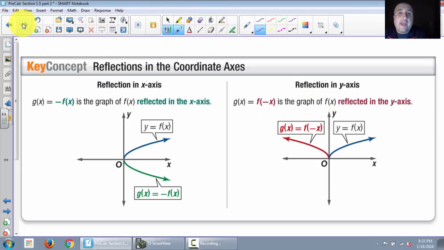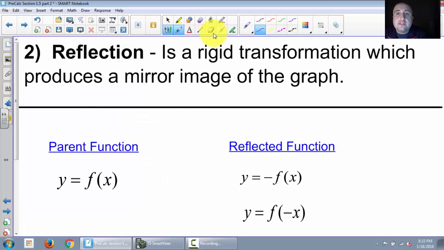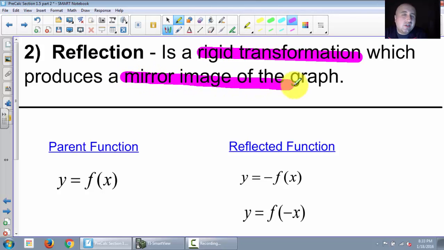All right, so now we're going to do another rigid transformation. It's called reflections. So here's the book chart. We're going to do our own now. A reflection is another rigid transformation which produces a mirror image of the graph. So you can kind of understand what a reflection is: if you look in a lake, you'll see your reflection, but it's a mirror image, so it's backwards.